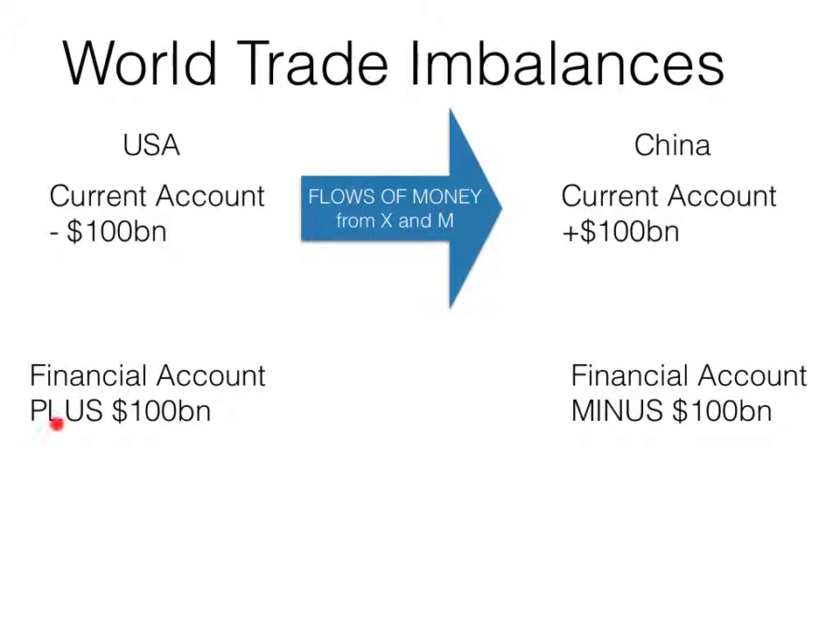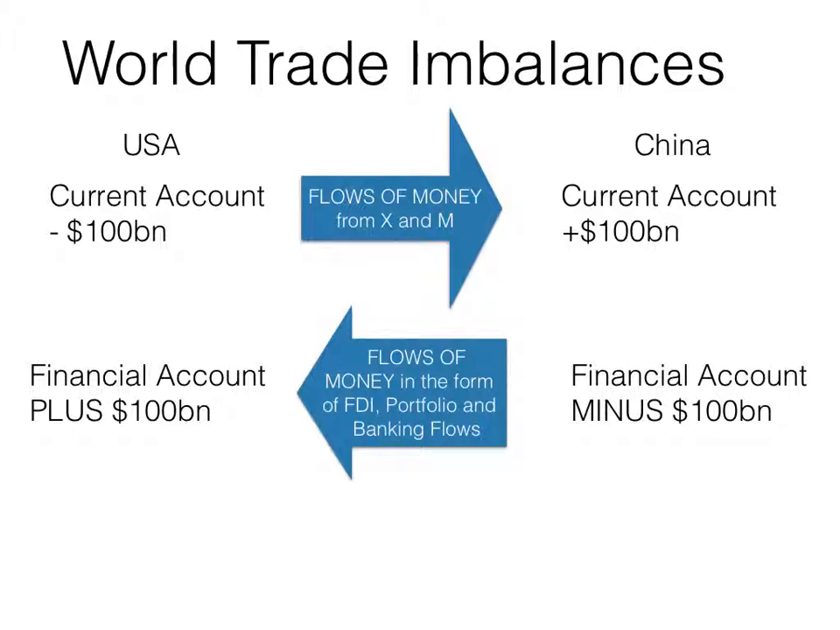So the USA will have a financial account which is a plus 100 billion, because they have received the money, and this is in the form of FDI, foreign direct investment, portfolio investment, that's stocks and shares, and also banking flows.